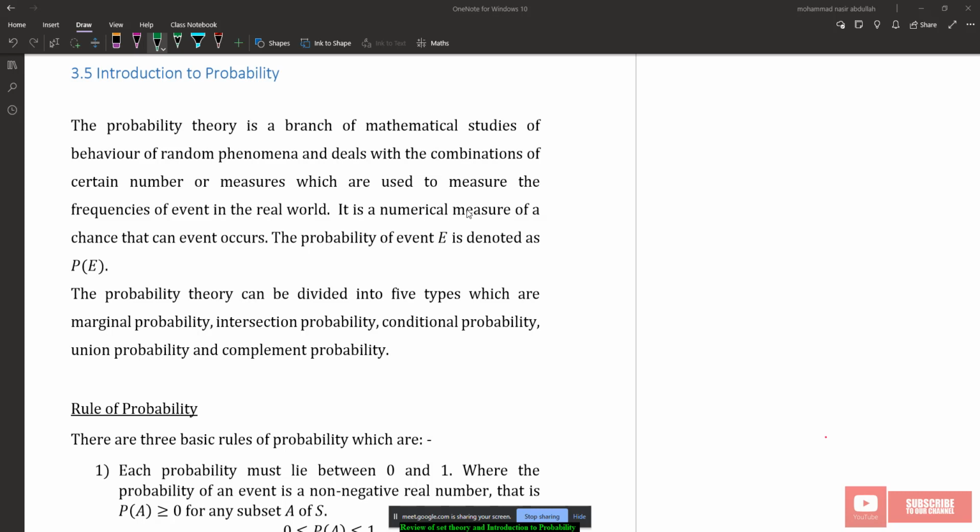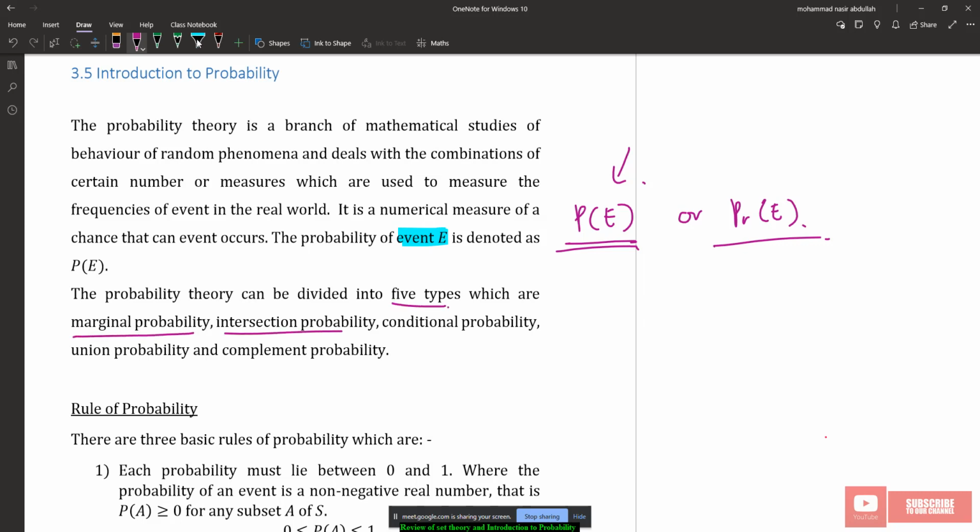So probability is a branch of mathematics that studies the behavior of random phenomena and deals with the combination of a certain number or measure, right? So let's say we want to find the probability of event E, the probability of set E. It is denoted as P(E). This is the symbol of probability. Some books will write it as Pr(E). We will use this notation in our class. The probability theory can be divided into 5 types: marginal probability, intersection probability, conditional probability, union, and complement probability. We will learn all of this in this subject, right?